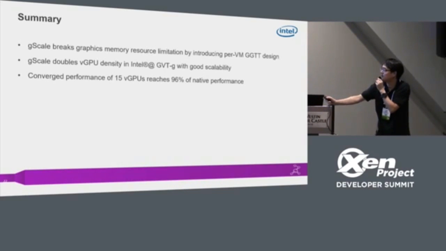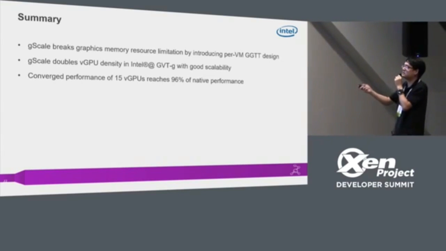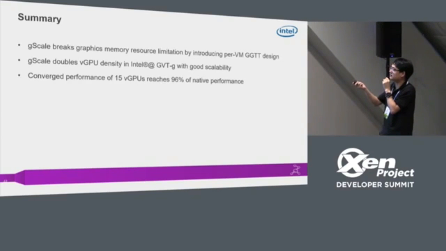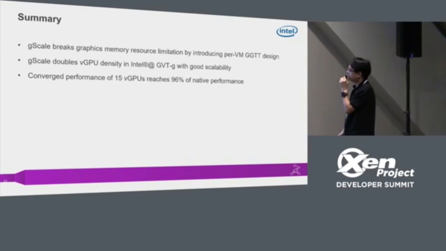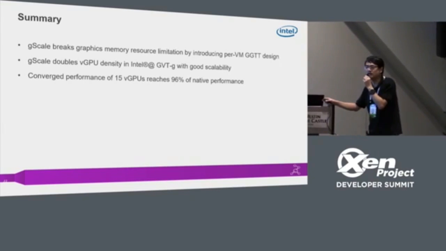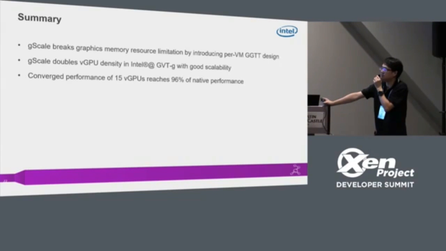So here come our summaries. gScale is just the name of this solution. It breaks our graphical memory resource limitations, so we can increase our density to 16 or even more. The scalability looks good. Even with 12 or 15 VMs, we can still get performance of 80% or even more.